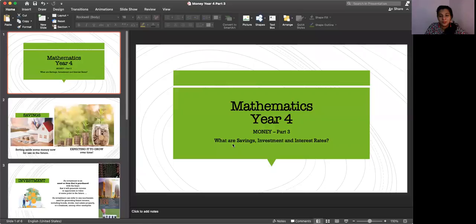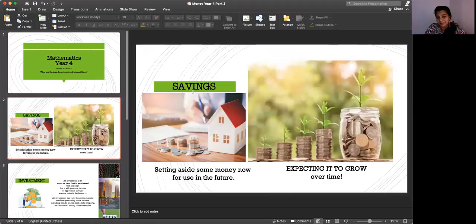Today, we will look into Mathematics Year 4 Money Part 3, which is what are savings, investment, and interest rate. Now, as you all know, savings is a very good habit. And what is actually savings? It's the money that you put aside now. You have two choices. When you have a certain amount of money, you can choose to spend it, or you could also choose to save it. Let's say you set aside this money so that you can use it in the future, maybe for your education, or maybe for a trip that you have planned. That very action is called savings.